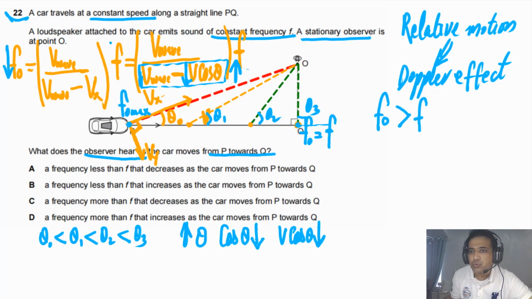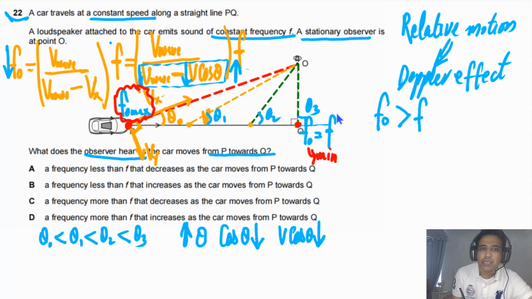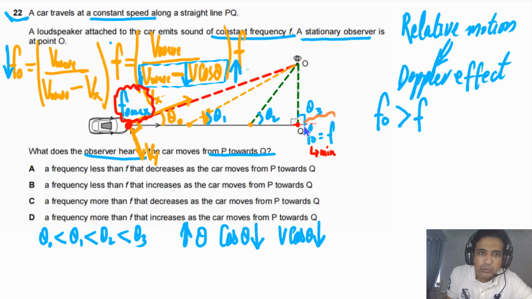Let me use a different color. Let me use red because this point is very important. At this point, the observed frequency is maximum, and at this point, the observed frequency is minimum. I mean, this is equal to the frequency of sound produced by the source. I hope that now you can see why these two frequencies are equal at this point. Let me explain why they are equal.